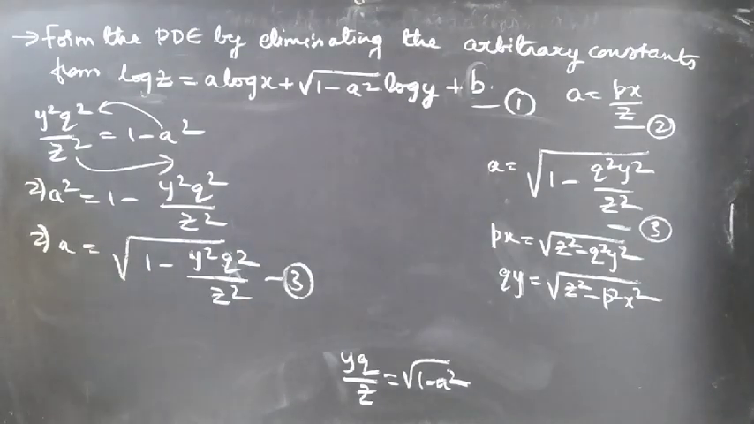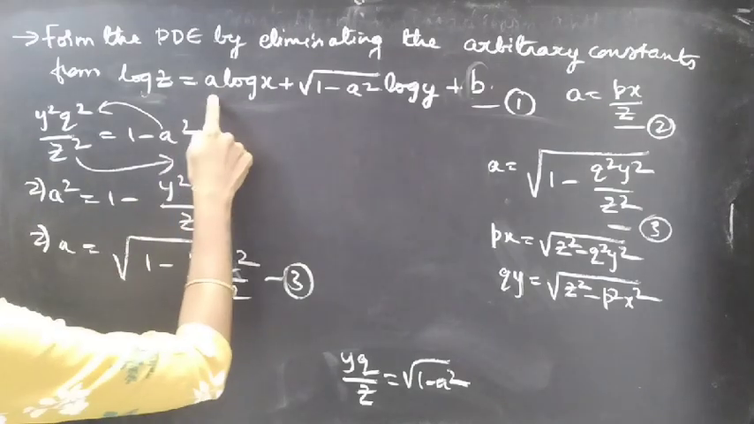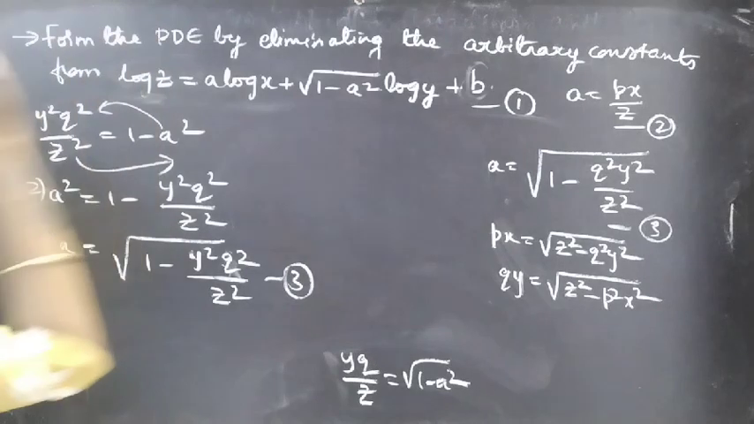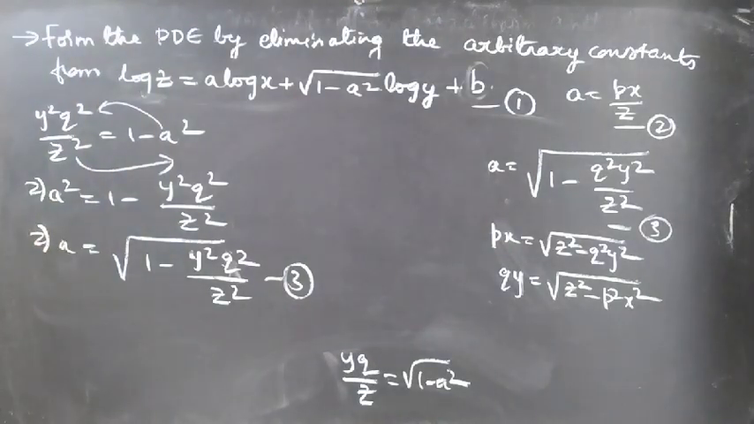Now we'll equate 2 and 3, because by substituting 2 or 3 in 1, only a gets eliminated, but the arbitrary constant b remains the same. So we won't substitute 2 or 3 in 1, we'll just equate 2 and 3.